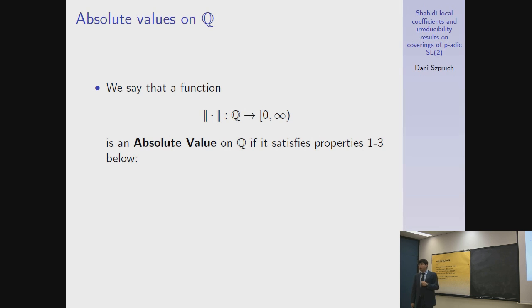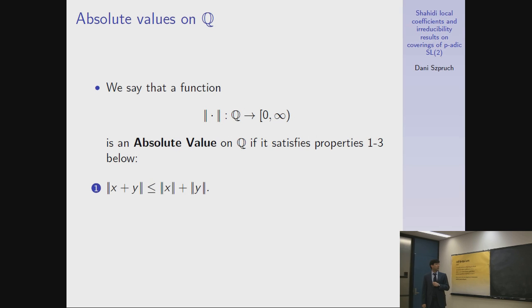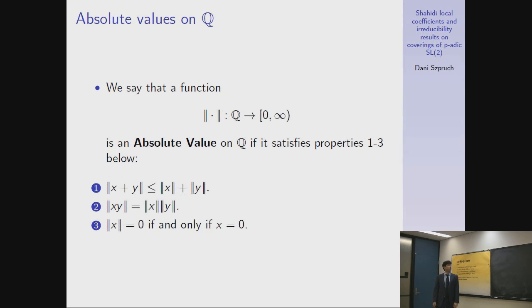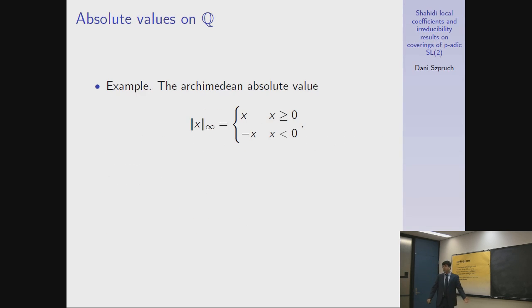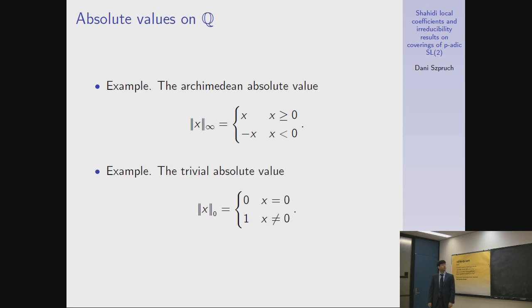So it all starts with the absolute values on Q. An absolute value on Q is a function from Q to the non-negative real numbers, which satisfies triangular inequality, multiplicativity property, and x has absolute value 0 if and only if x is 0. And the familiar example is the Archimedean absolute value, the one which eventually gives you the field of real numbers when you take a completion. Here's another example, the trivial absolute value.